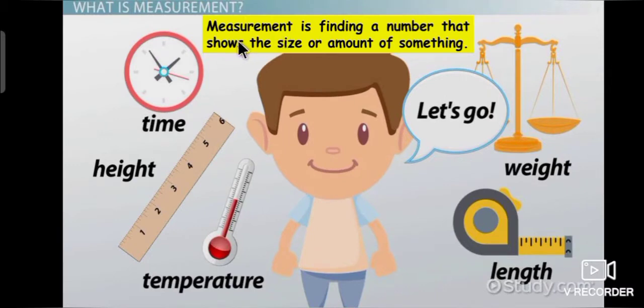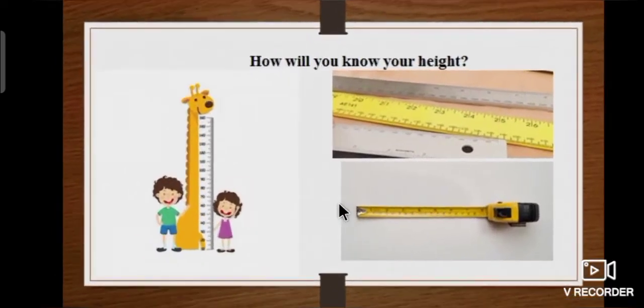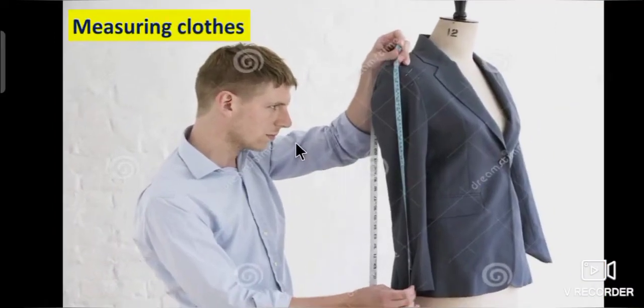What is measurement? Measurement is finding a number that shows the size or amount of something. In daily life, we find weight, length, temperature, height and time. Yes, these are the measurements used to find the value of objects. Students, now tell me, how will you know your height? Using a measuring scale or measuring tape. Like we use measuring tape to measure the length of cloth.